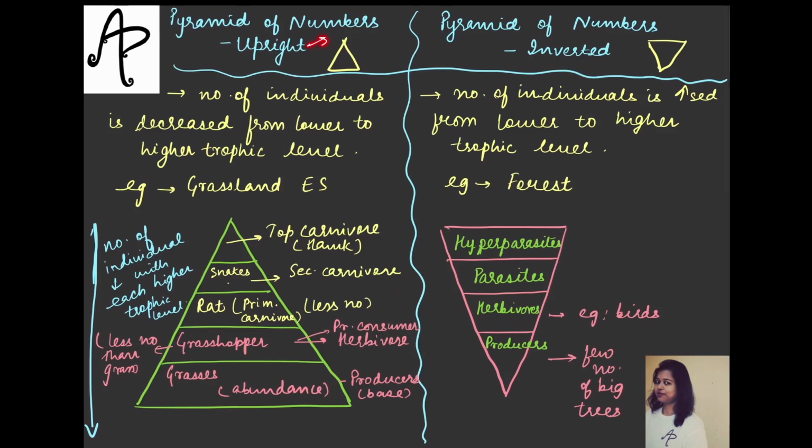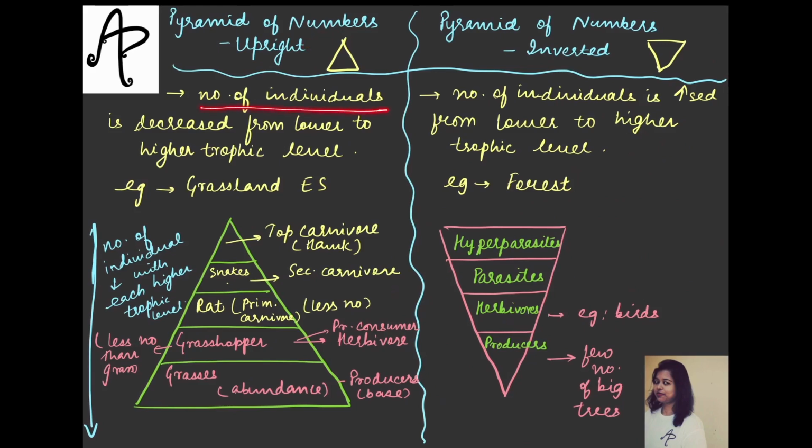So pyramid of numbers, here the number of individuals is decreased from the lower to the higher trophic level. ठीक है. Normal pyramid जो हम समझते हैं, that in the base you will have the maximum number and it will decrease as you go ahead. So from the level lower to the higher level, the number of individuals is decreased. For example, a grassland ecosystem. So in this what is happening?